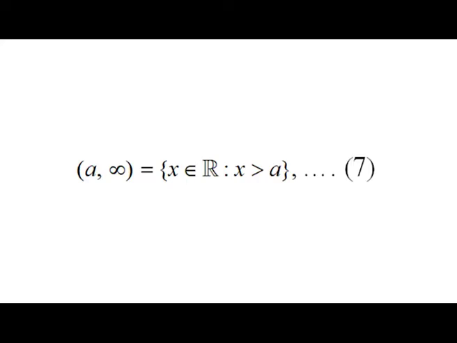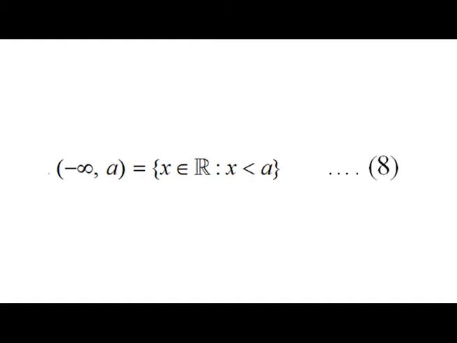If a belongs to R, then the set defined by open interval (a, ∞) equal to the set of all x belongs to R such that x > a, equation number 7, and open interval (−∞, a) equal to the set of all x belongs to R such that x < a, equation number 8, are called open rays or infinite open intervals.